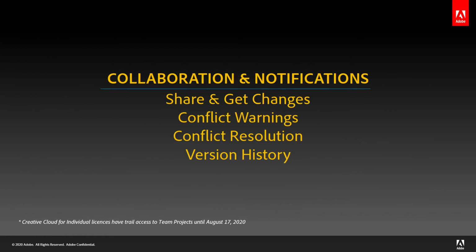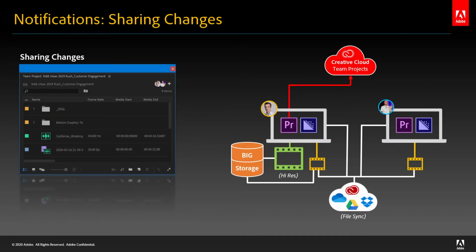Collaboration and notifications, share and get changes, conflict warnings, conflict resolution, version history. Let's begin with the icons for share and get changes between user 1 and user 2. When changes are made to the project in any way, an icon in the bottom right corner of the Team Project panel lights up. This is the Share Changes icon.